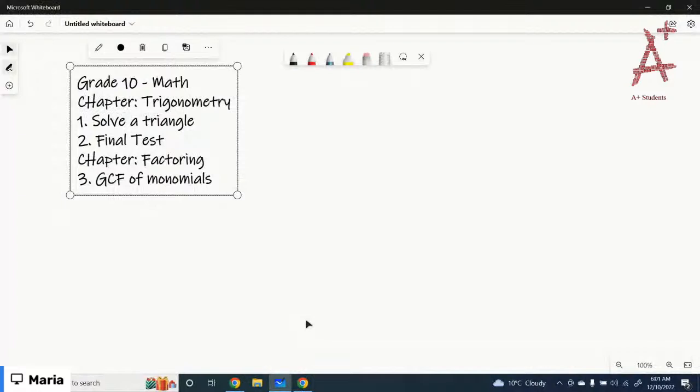So we're going to start with grade 10 maths. You can find all the lessons on aplusstudents.com.